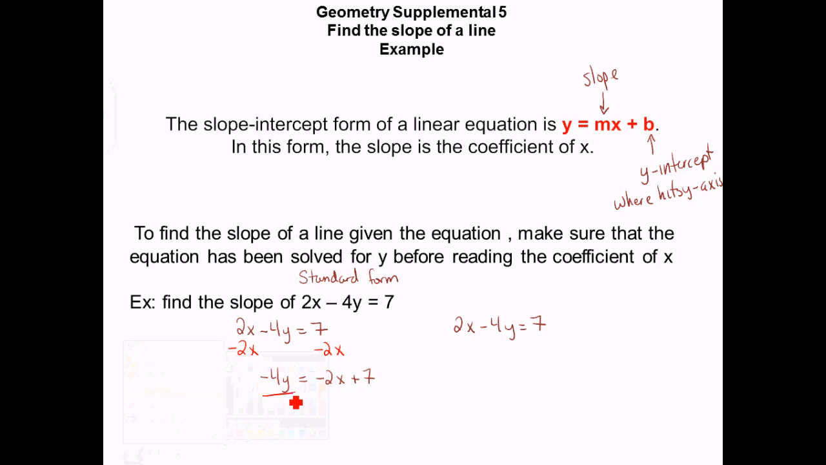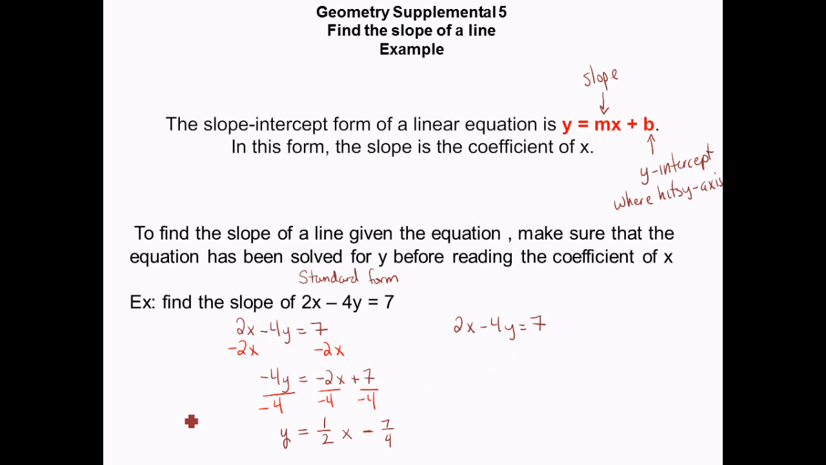Then we have to divide everything by negative 4, leaving me with y equals negative 2 over negative 4. Well, 2 doesn't divide by 4, but they both divide by 2. Since they're both negative, it becomes positive 1/2 x. And then 7 and negative 4 don't divide at all, so I'm just going to make that fraction negative, because I have the negative in the denominator. So I get y equals 1/2 x minus 7/4. And this is in slope-intercept form.